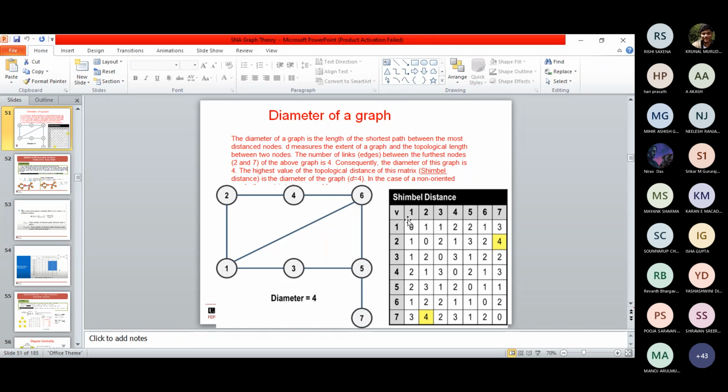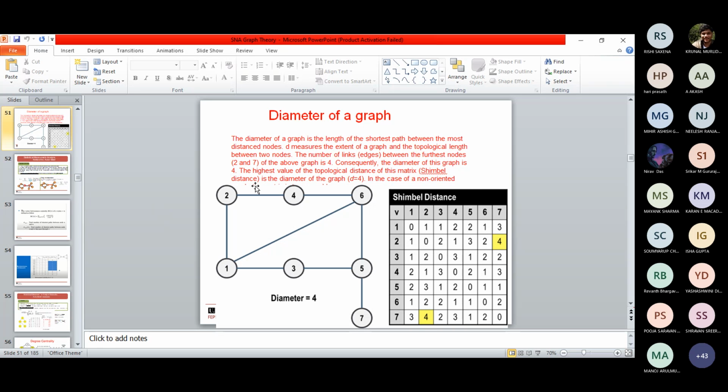From 1 to 1, 0. 1 to 2, what is the distance? 1. 1 to 3, the distance is going to be 1. 1 to 4, you start from 1, the shortest path is 2. 1 to 5 is 2. Like that you have to find out the distance matrix. So what is the diameter of a graph? The diameter of the graph is the length of the shortest path between the most distant nodes.